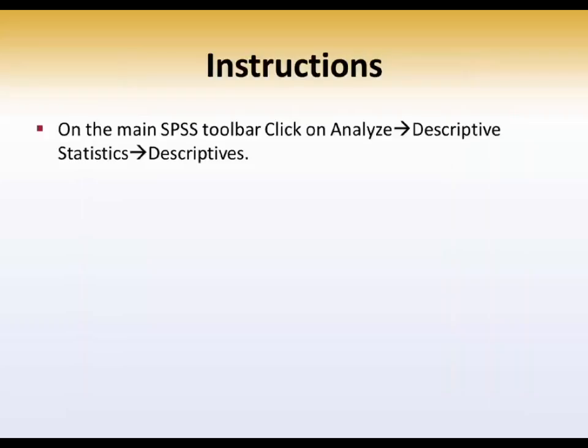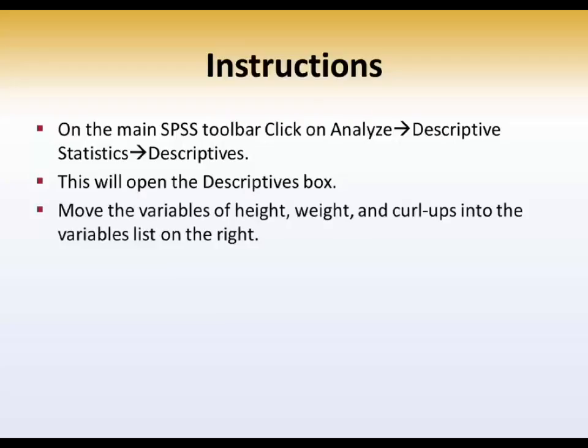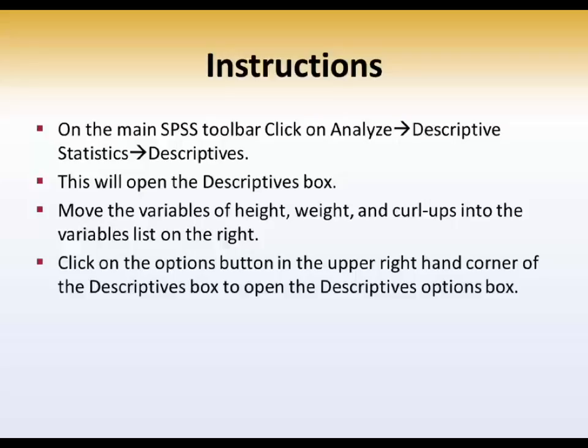On the main SPSS toolbar, you click on Analyze, Descriptive Statistics, and then on Descriptives. This will open up a box called Descriptives. And what we're going to do here is move the variables of height, weight, and curl-ups into the variable list on the right. Those are the 3 variables for which we're going to calculate skewness and kurtosis, and actually any other descriptive statistics that you want to do.